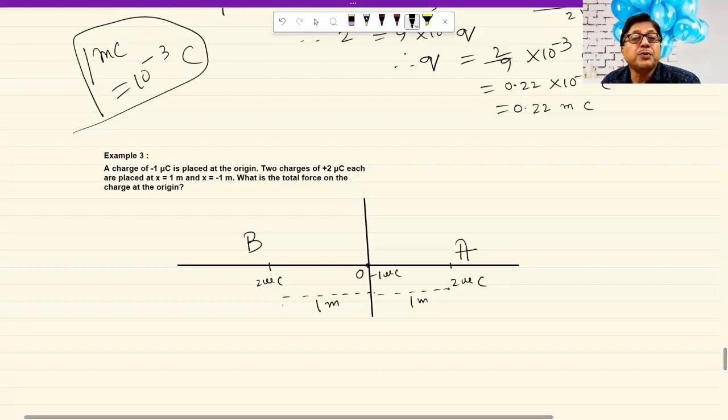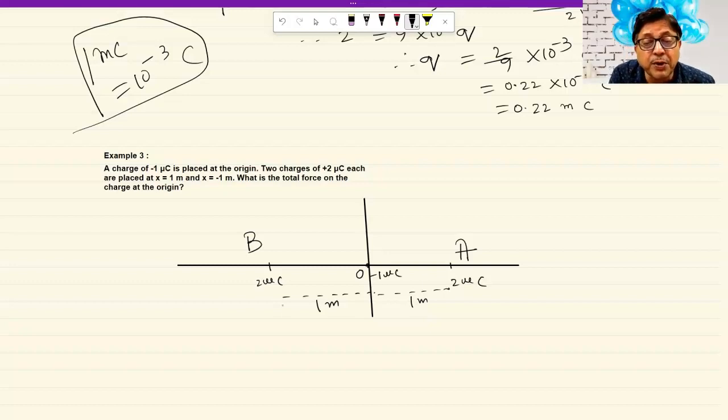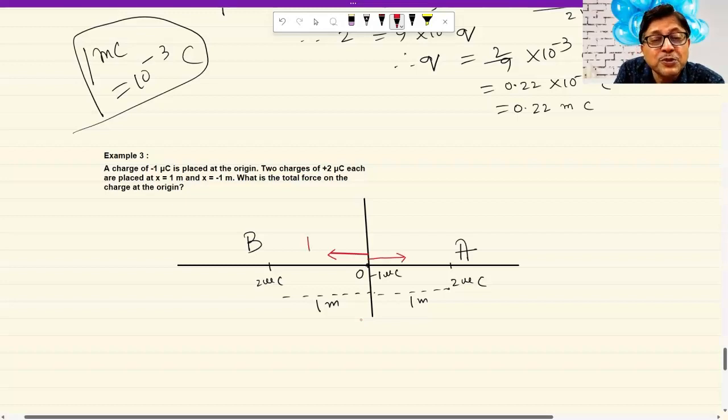Now the question is, what is the force on the charge at origin? Charge at origin is -1 microcoulomb. What is happening there? This -1 microcoulomb will experience a force of repulsion, no, attraction due to one 2 microcoulomb, and due to the other 2 microcoulomb, also a force of attraction. This force I am writing as the force experienced by charge at O due to charge at B.